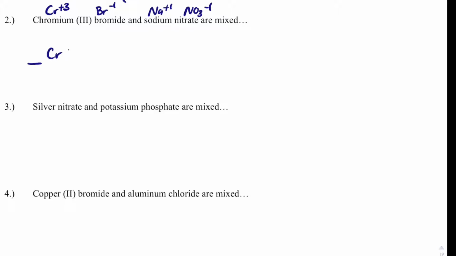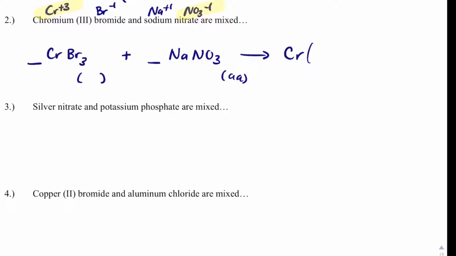I've got CrBr3 with some state of matter. We'll figure that out here in a second. Plus sodium nitrate with some state of matter, and those 2 will react in a double replacement reaction where chromium will go hang out with nitrate, and so I'll get CrNO3 with some state of matter plus sodium bromide with some state of matter.